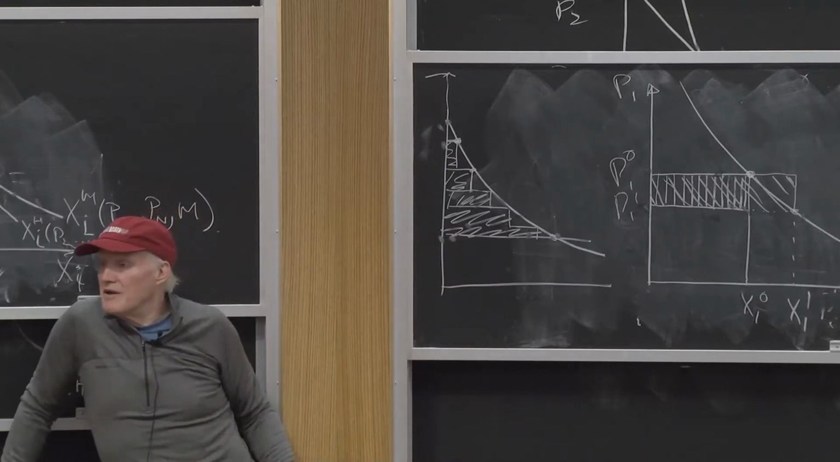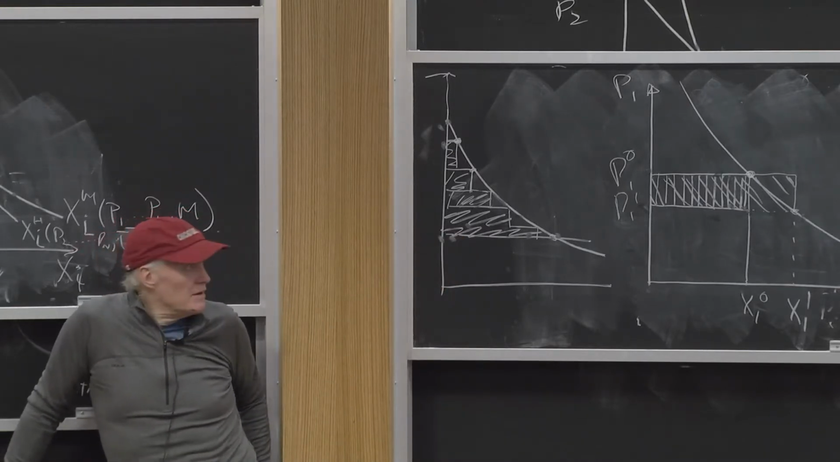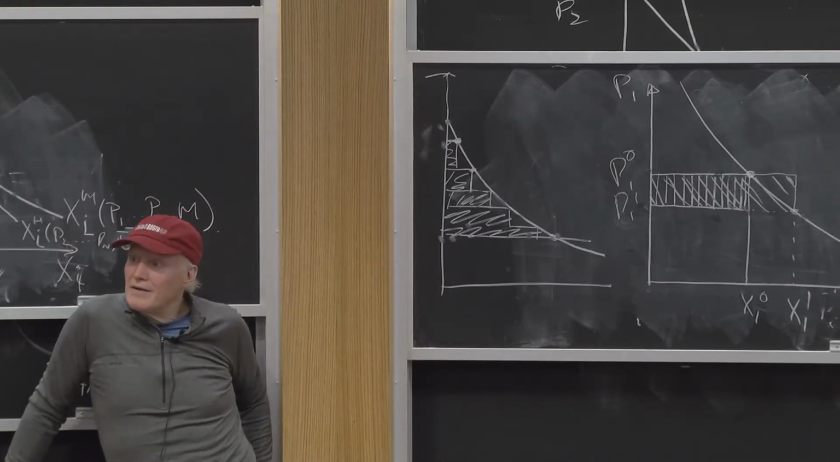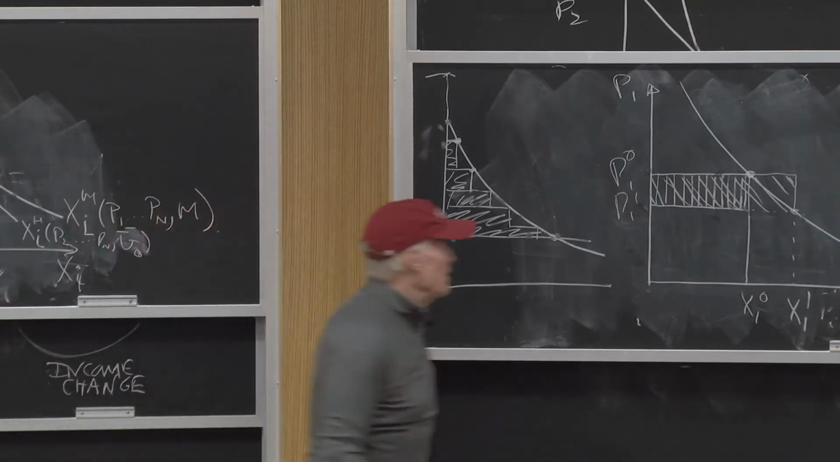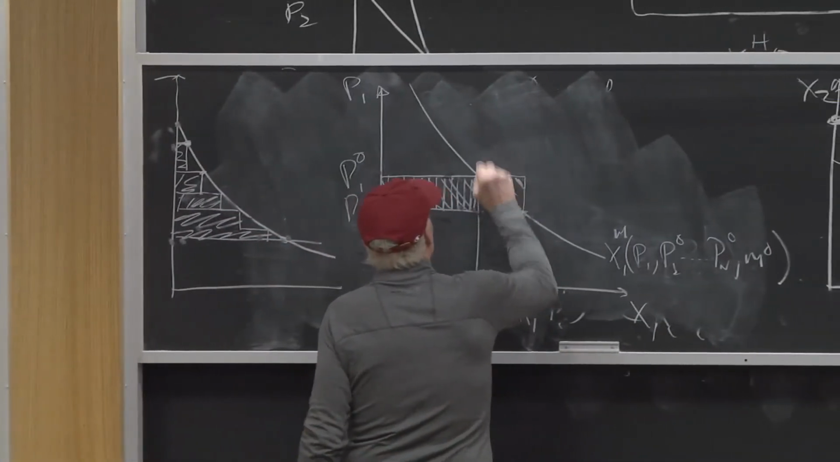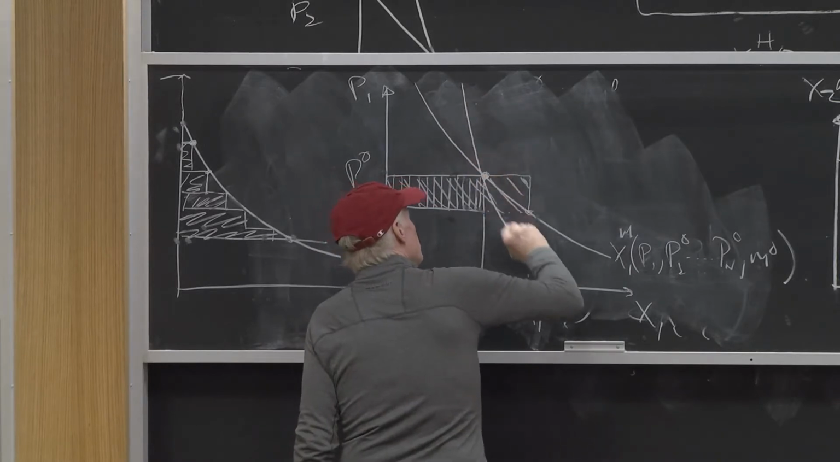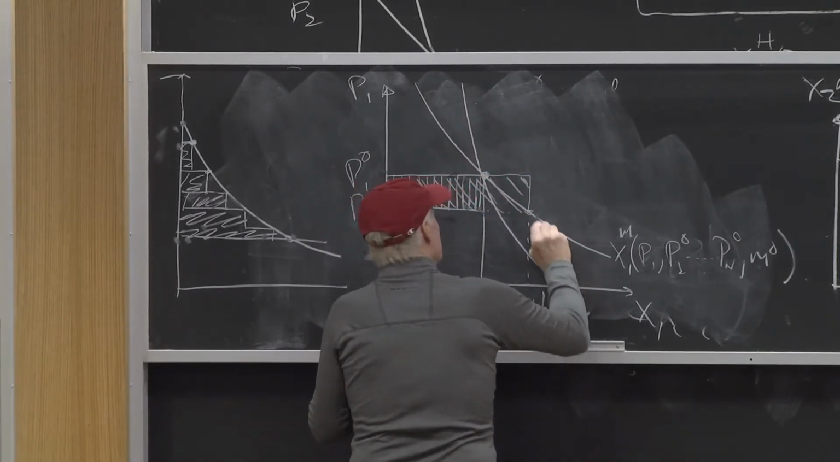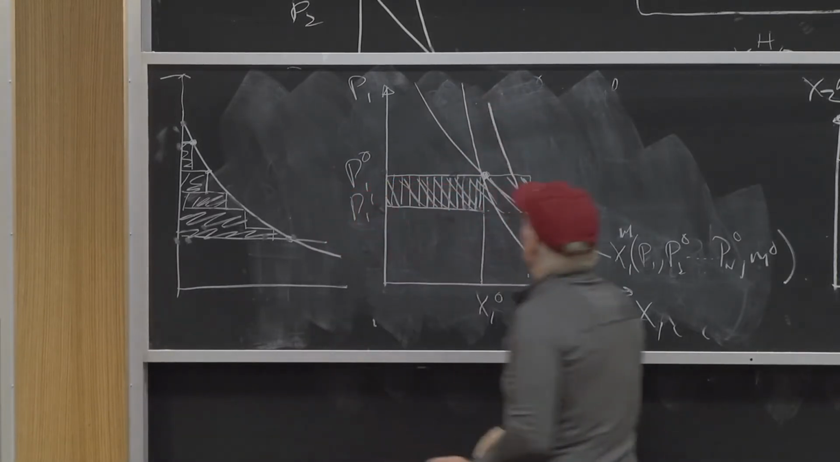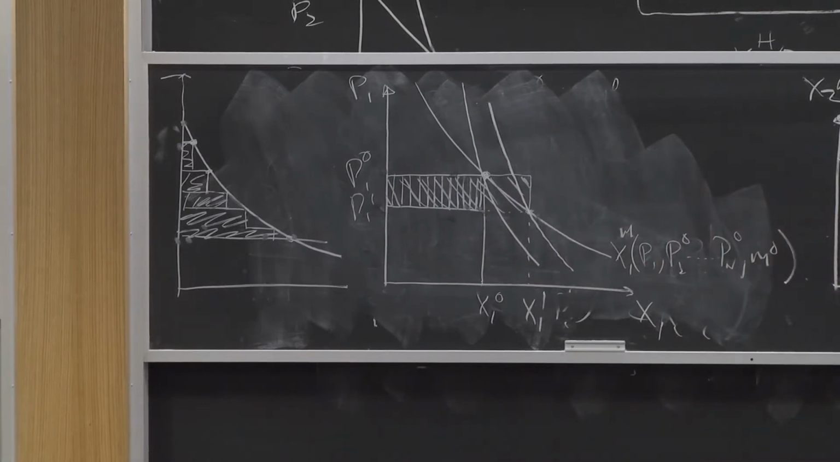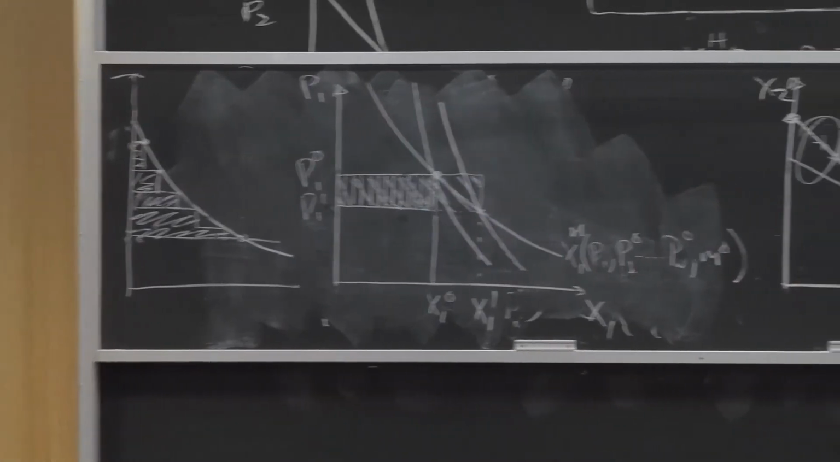Yes? That second graph, how would the Hicksian demand curve work? Well, there'd be multiple Hicksian demand curves, right? There would be a Hicksian demand curve here, and there would be a Hicksian demand curve here. Okay?